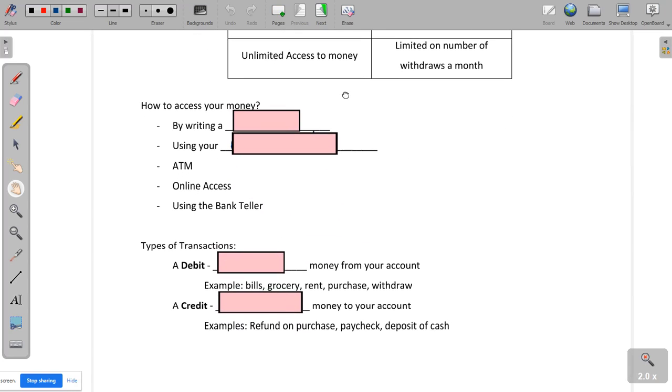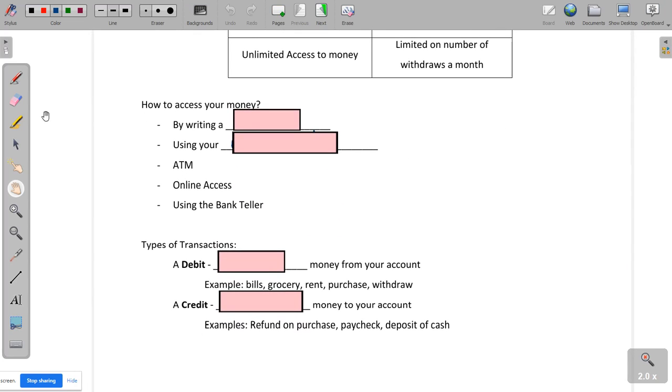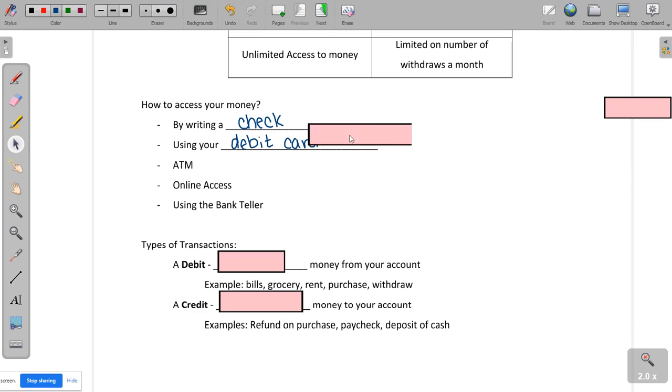So how do you access your money through a checking account? You can access it by writing a check, using your debit card, going to the ATM, through your online account or making online payments, or using the bank teller.